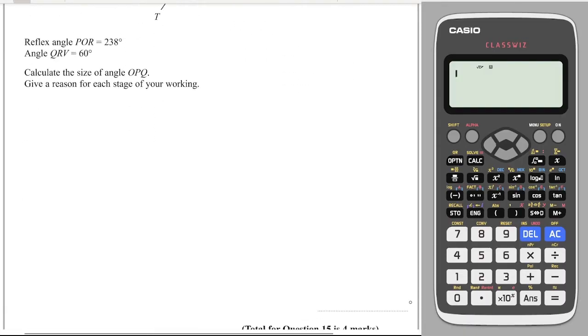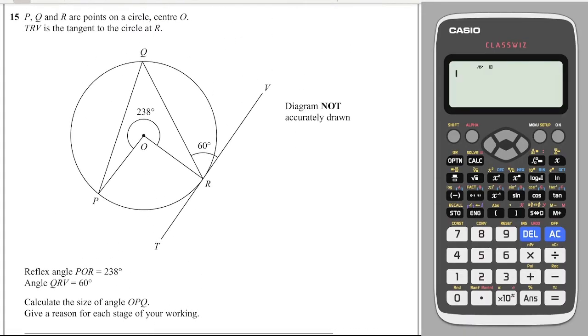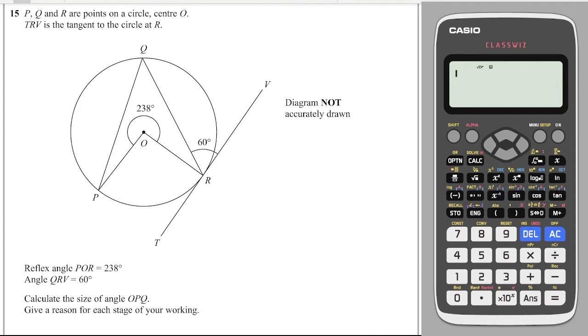Okay, circle theorems. It's 4 marks, and it says give reasons for each stage of your working. And the angle which we need to find is OPQ. So I take my pen and I start at O, I go to P, and then I go to Q. So this is the angle which I'm looking for right in here.